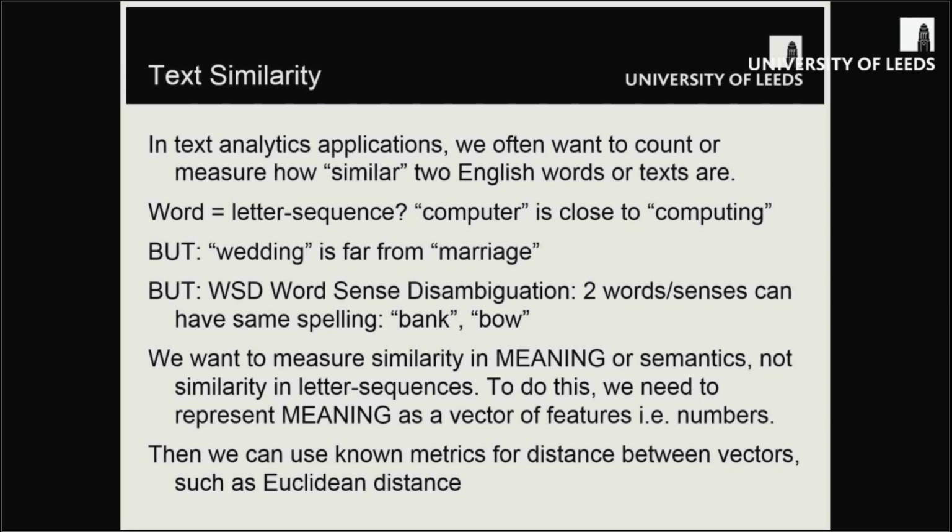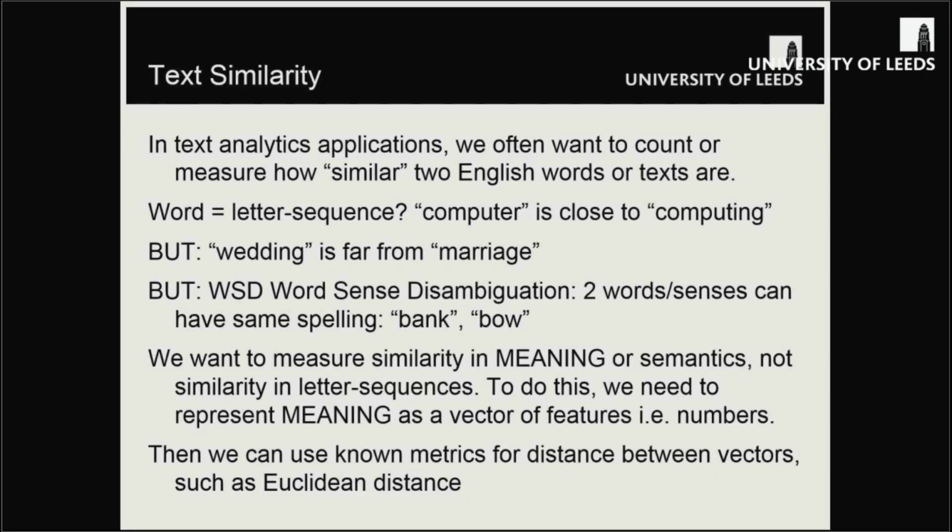B-O-W is either bow or a bow and arrow, and those are completely different senses. So what we really want to do is measure similarity in meanings, not in character sequences. That means you have to have some way of representing the meaning, and usually in machine learning or data mining, each example, each instance has to be a vector of features, usually a sequence of numbers.